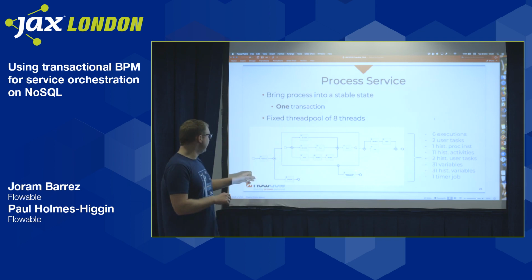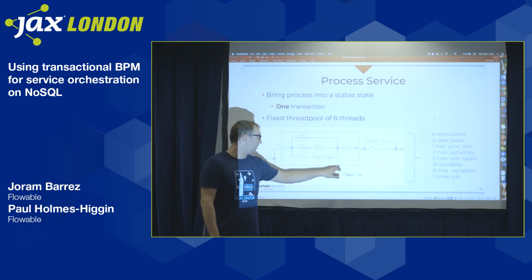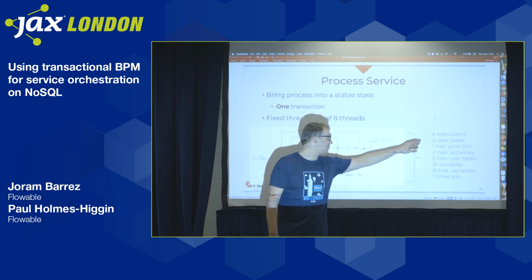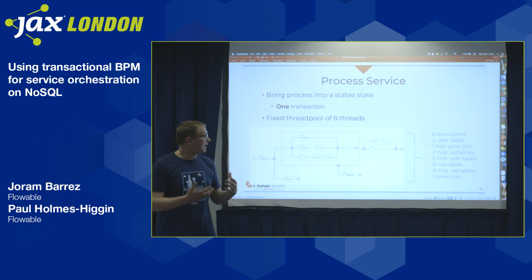31 variables, so we inserted a few variables here. This was generating a few variables, and in total there are 31 variables, 31 historical, and 1 timer. So all of these is 1 row in the database. So 6 rows, 2 rows, 1 row, 11 rows, 2 rows. So a lot of data. So just to give a taste of what the difference in performance is.